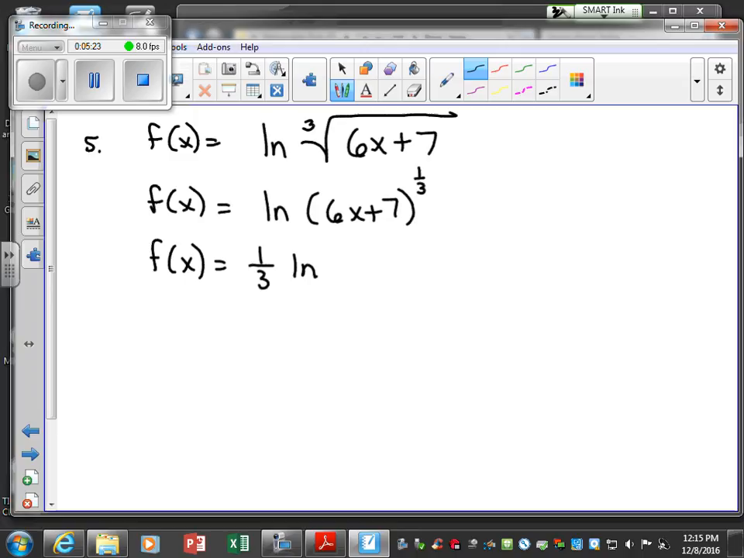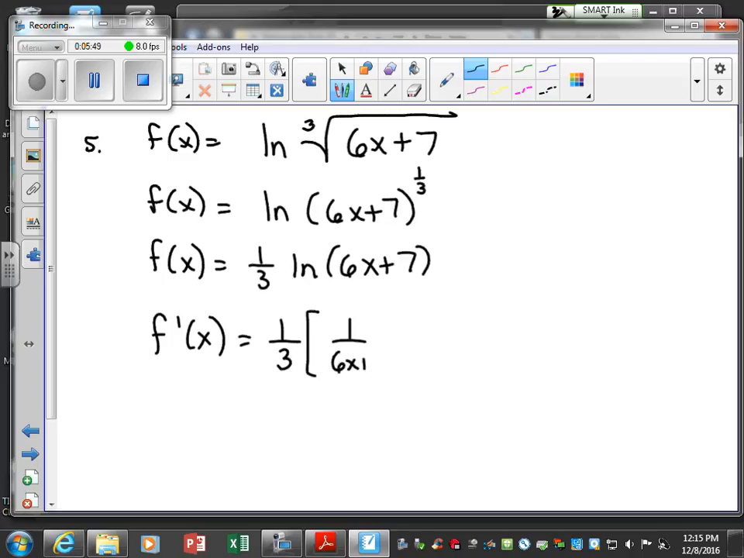So 1/3 times the natural log of 6x plus 7, and that's why I said review that handout so you remember those properties. And now this 1/3 is just going to be out front. Now we're ready to take the derivative. So I have 1/3 out front, and I take the derivative of the natural log of u here. So that's going to be 1 over u times the derivative of 6x plus 7.